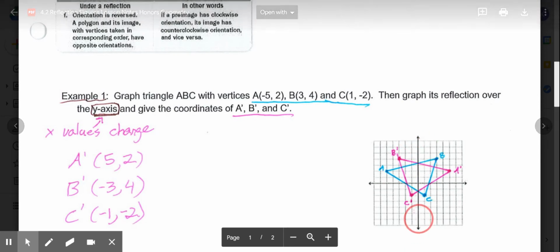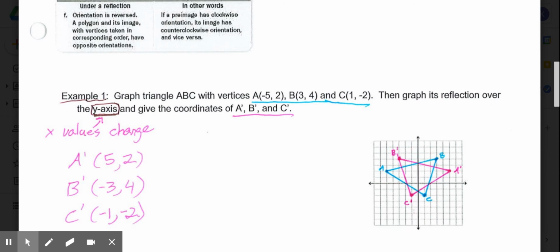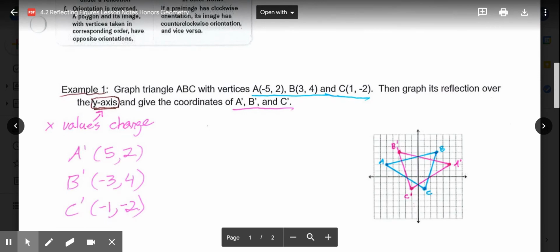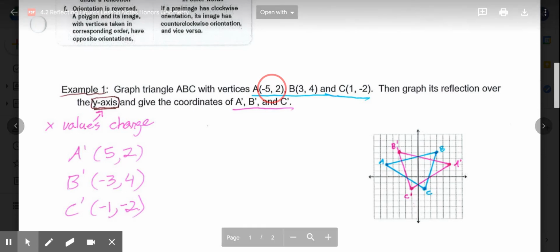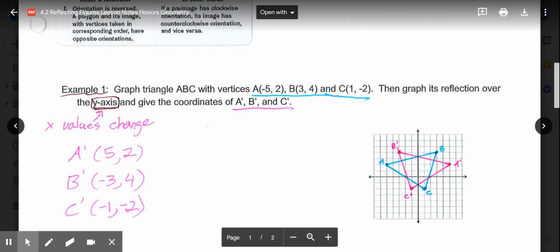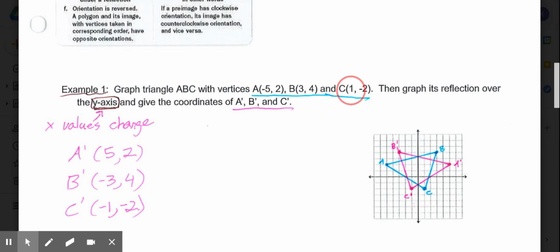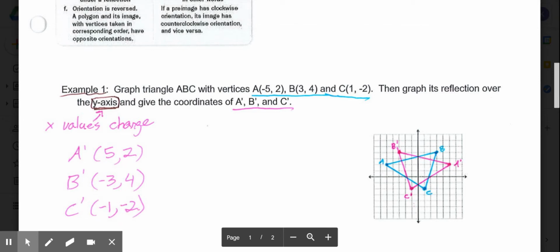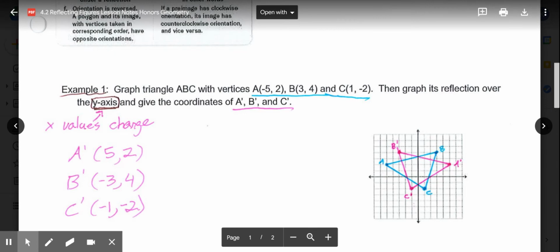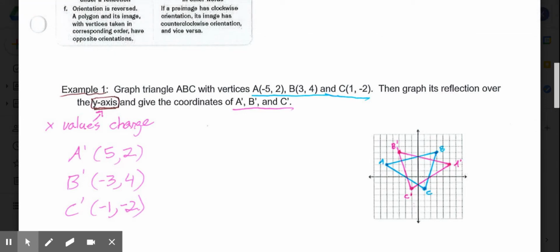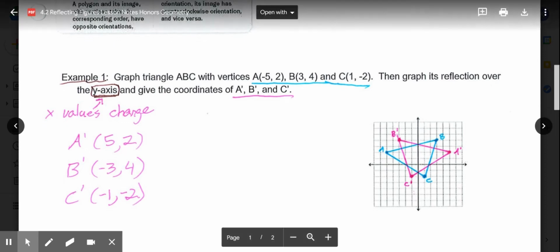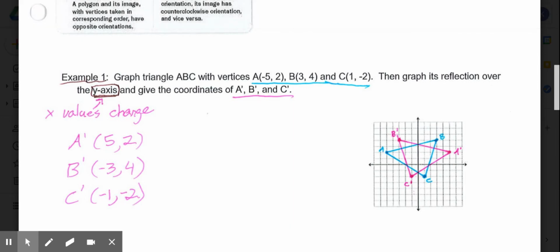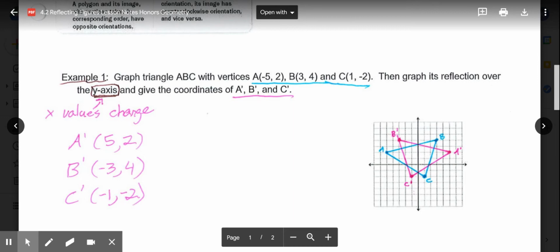So remember, the y-axis is our vertical axis, so we will be reflecting over that line. If we're reflecting over the y-axis, that simply means the x values are what change. So if it was a -5, 2 for A, then A prime is a +5, 2. B at a 3, 4, B prime would be at a -3, +4, and then C at a +1, -2, C prime is at a -1, -2. So if you're reflecting over the y-axis, you change the sign of the x values. If you reflect over the x-axis, you flip the signs of the y values. So then the pink triangle here, A prime, B prime, C prime, is the reflection image of our original triangle ABC.